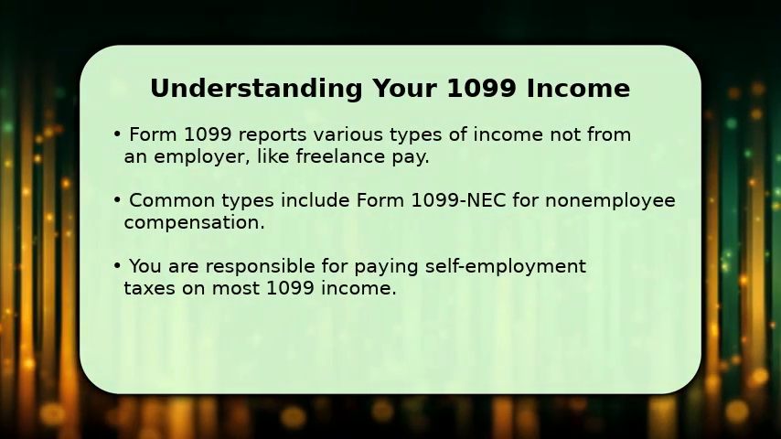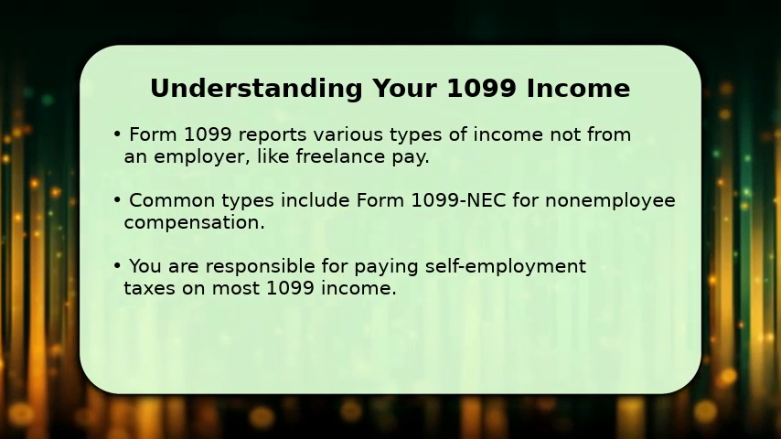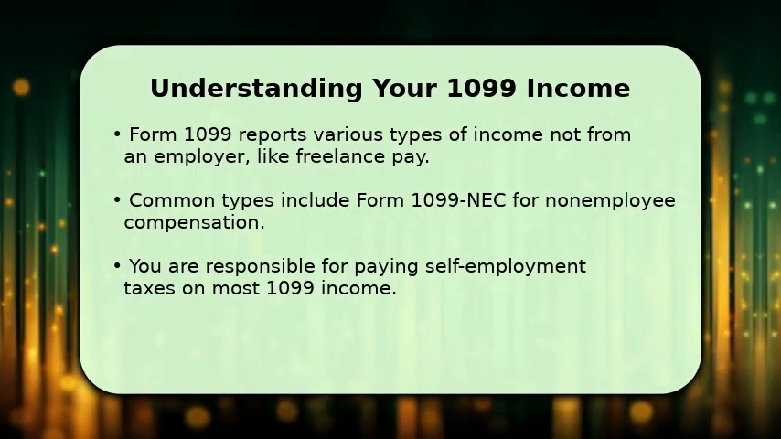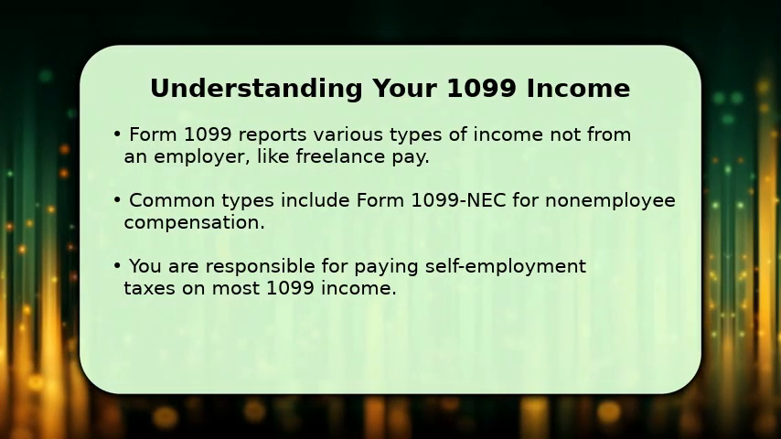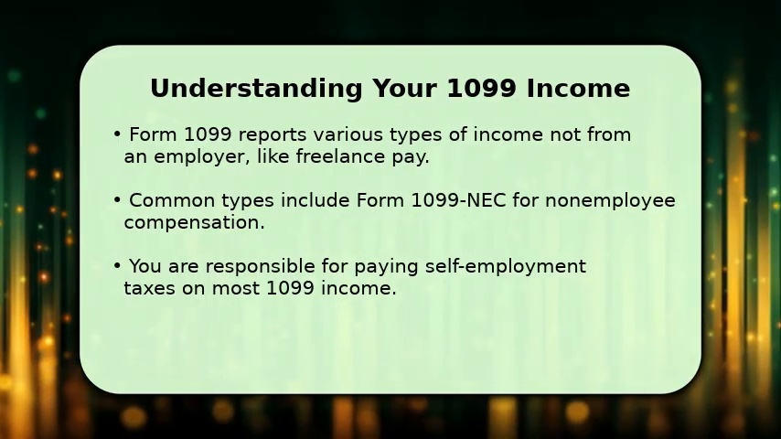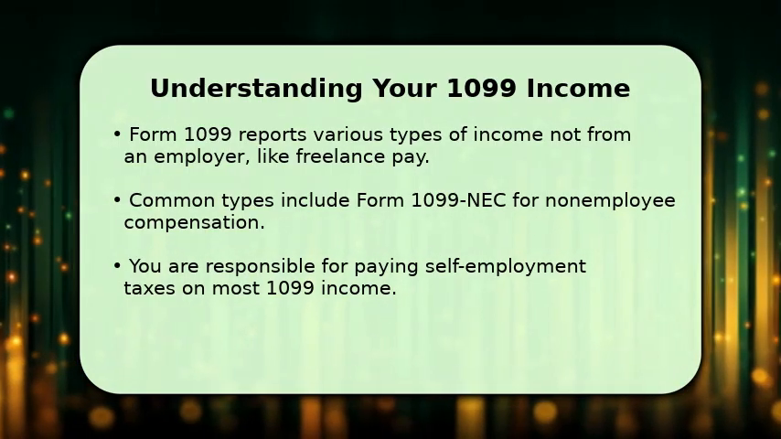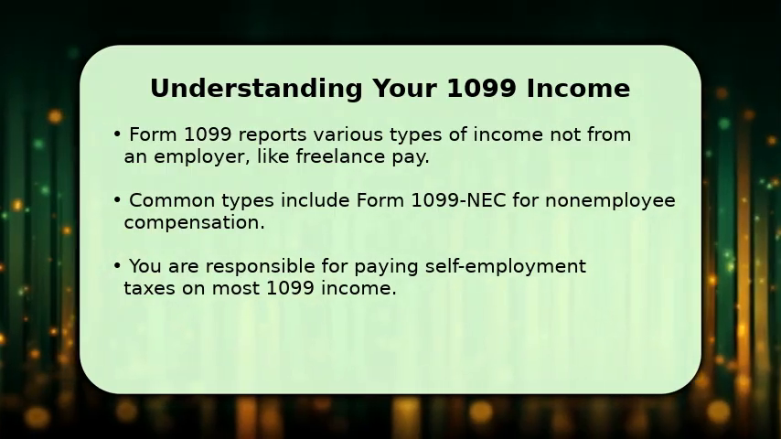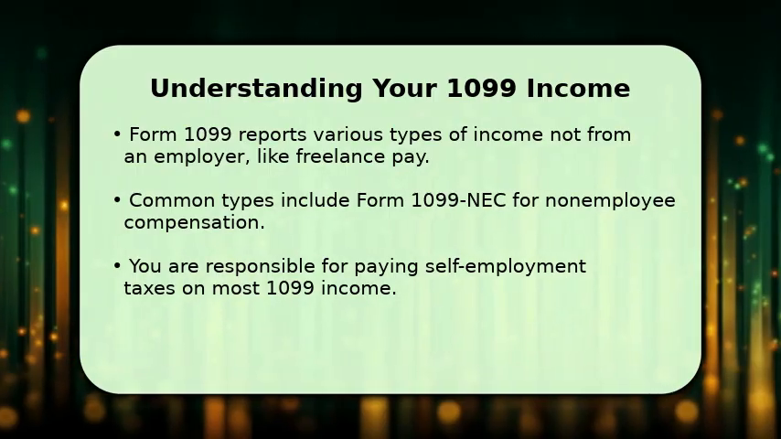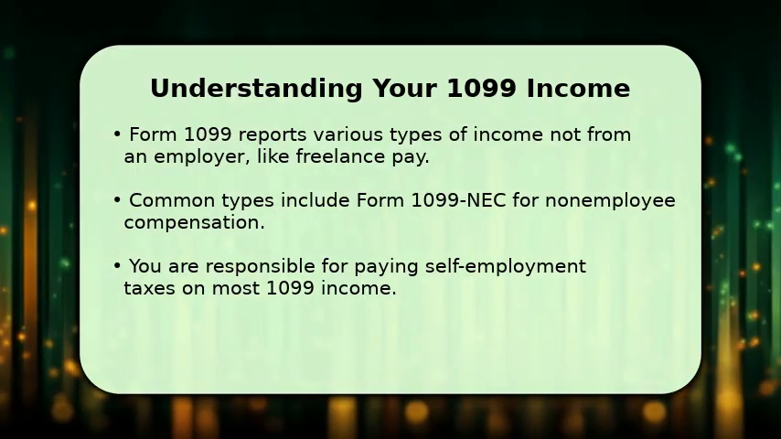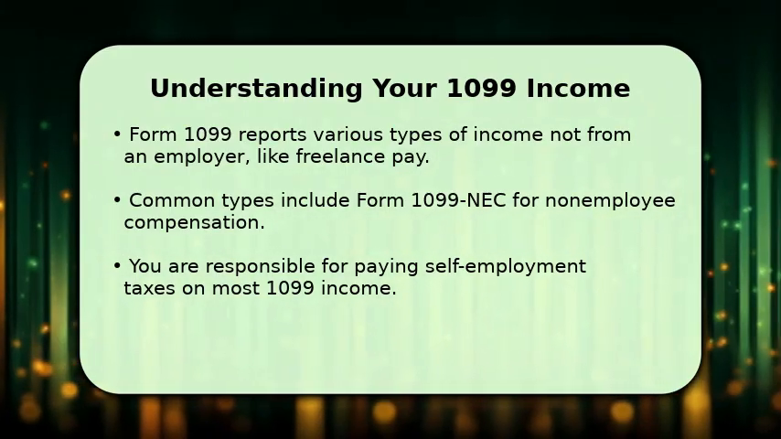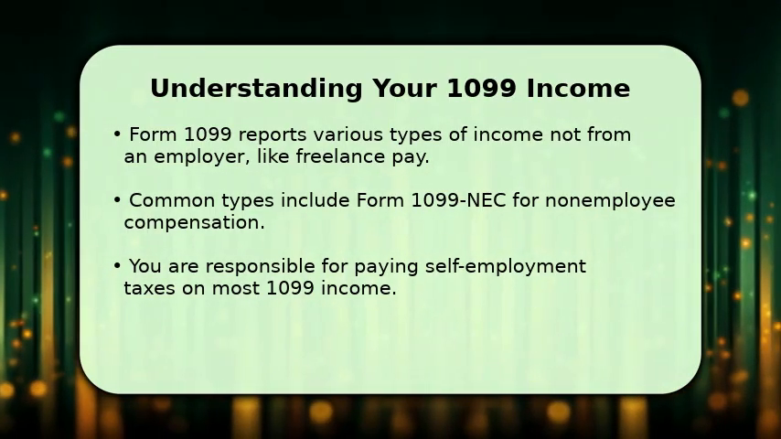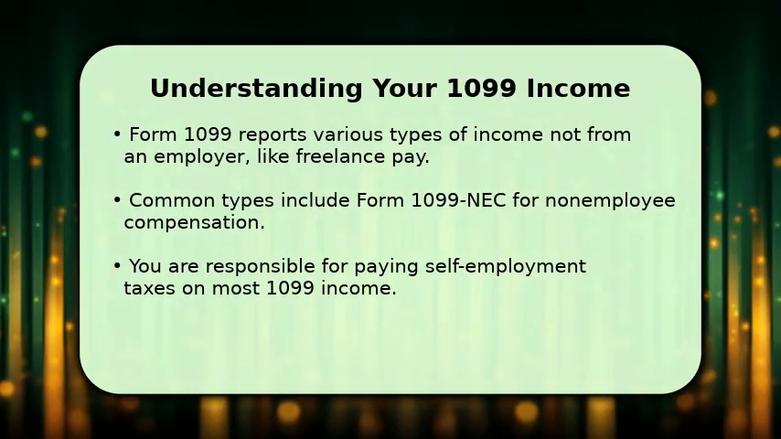Form 1099 covers income from sources other than a traditional employer, such as freelance work, interest, or dividends. If you're an independent contractor, you'll likely receive a Form 1099-NEC. Unlike W-2 income, taxes are not typically withheld from 1099 payments, meaning you're responsible for paying self-employment taxes, which include Social Security and Medicare contributions. It's important to track all your 1099 income and related business expenses throughout the year.